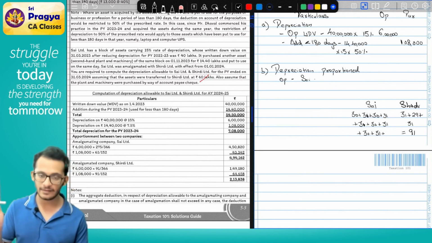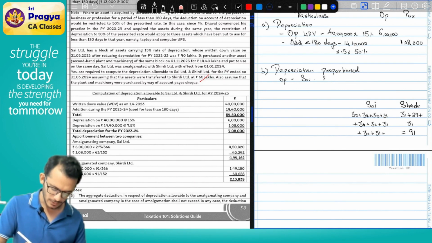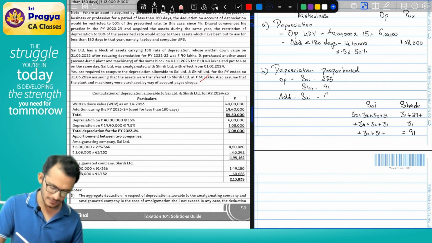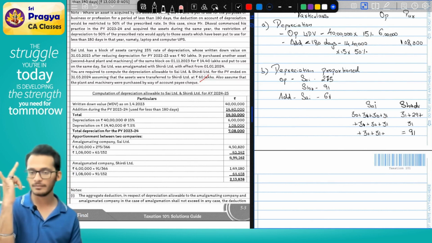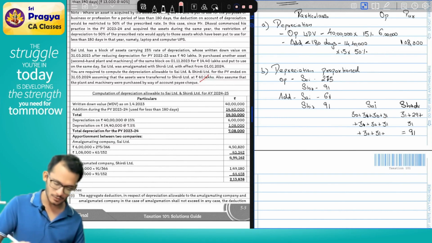So Sai has used the opening WDV for 366 minus 91, which is 275 days. Shirdi has used it for 91. The additions: Sai has used it for 61 days. Why 61 days? November and December, 61 days. Shirdi has used it for 91. Yes or no?